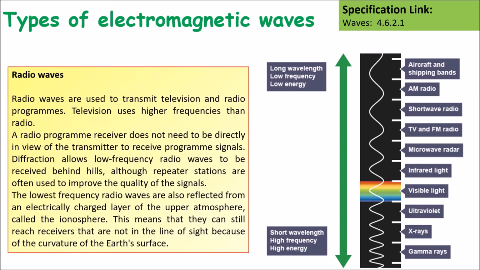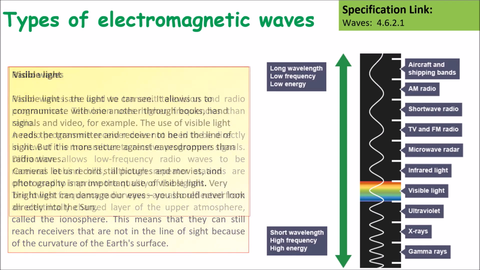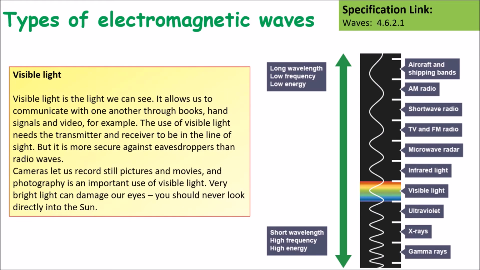Radio waves are used to transmit television and radio programs. Television uses higher frequency than radios. Visible light is light that we can see. It allows us to communicate with one another and look at things.